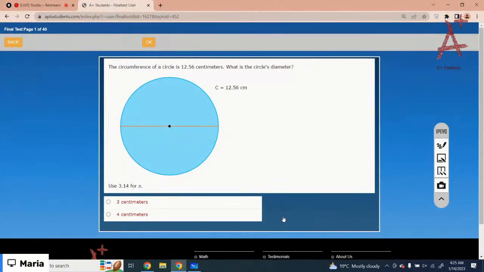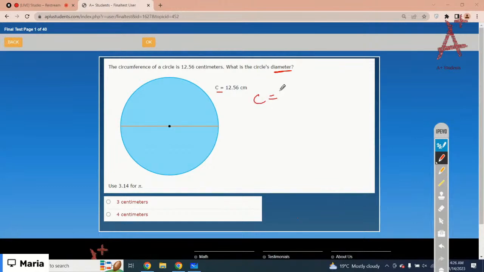Okay, the circumference of the circle is 12.56. What is the circle's diameter? You are given the circumference, 12.56. You have to calculate the value of the diameter. So the circumference would be pi d. You have to calculate the value of d.